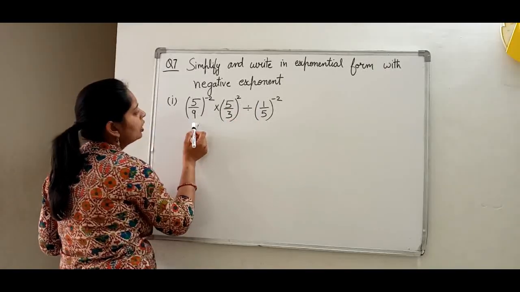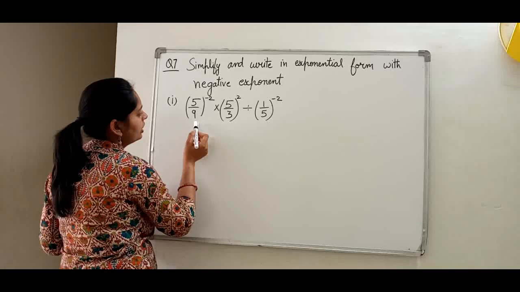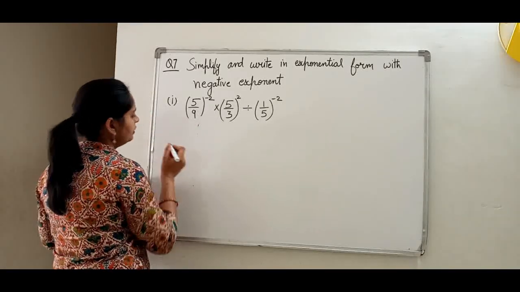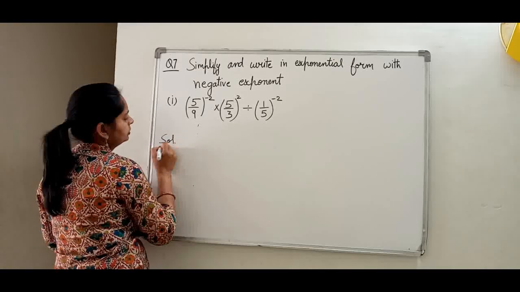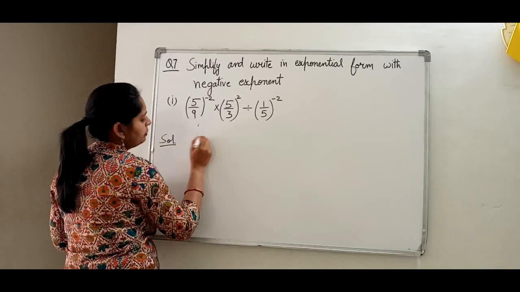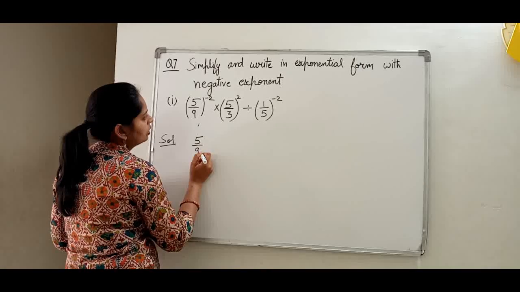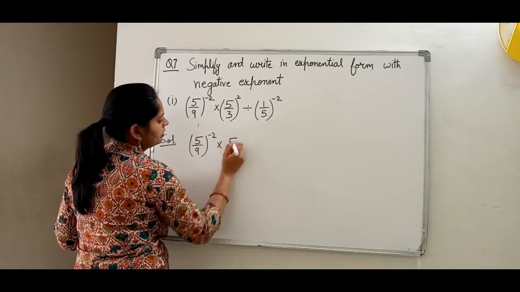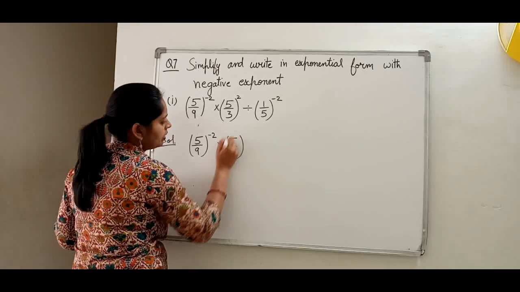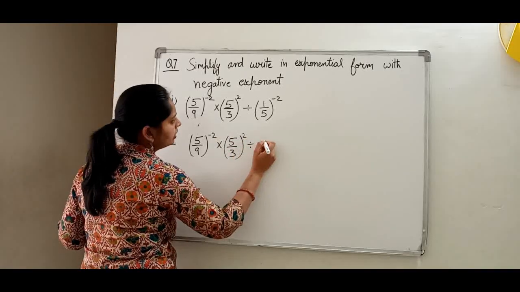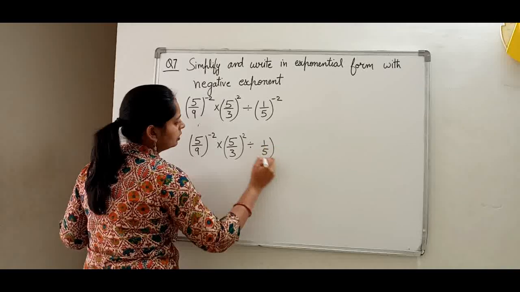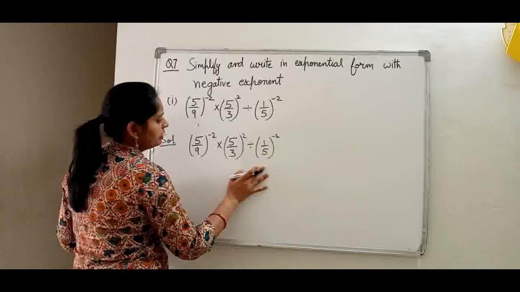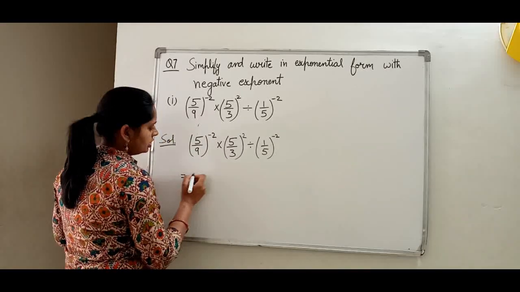You can see here all the terms are having different bases. So how will we solve? See, (5/9) to the power minus 2 multiplied by (5/3) whole to the power 2 divided by (1/5) whole to the power minus 2. First of all, make the powers positive. So what answer do you get?